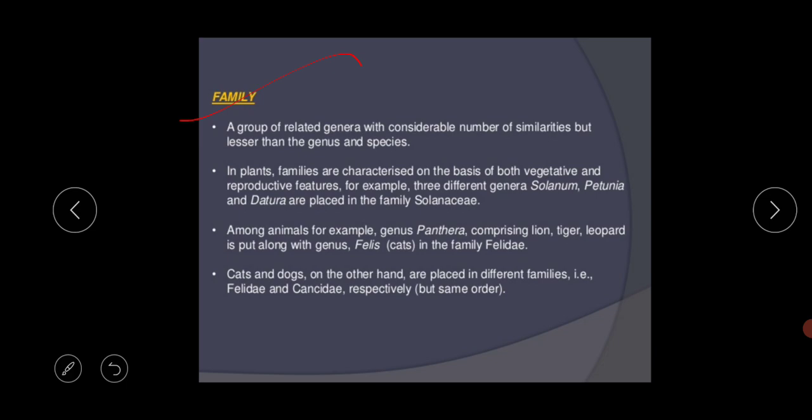So what is the meaning of the family? A group of related genera with a considerable number of similarities but lesser than that of the genus and species. Some kinds of similarities are there but in lesser number. So genus and species have a higher number of similarities than the family. In plants, families are characterized on the basis of both vegetative and reproductive features. Among animals, for example, the genus Panthera comprising lion, tiger and leopard is put along with genus Felis in the family Felidae.